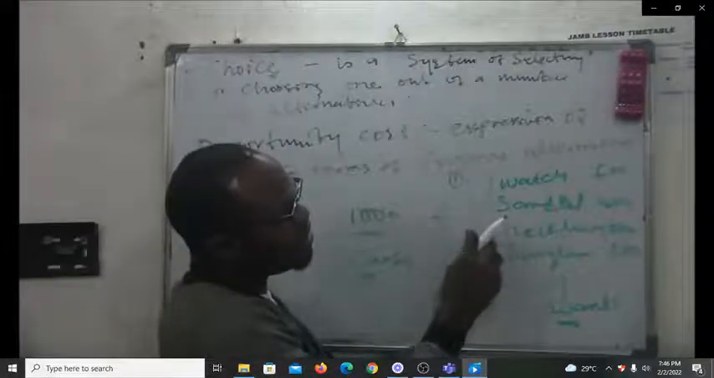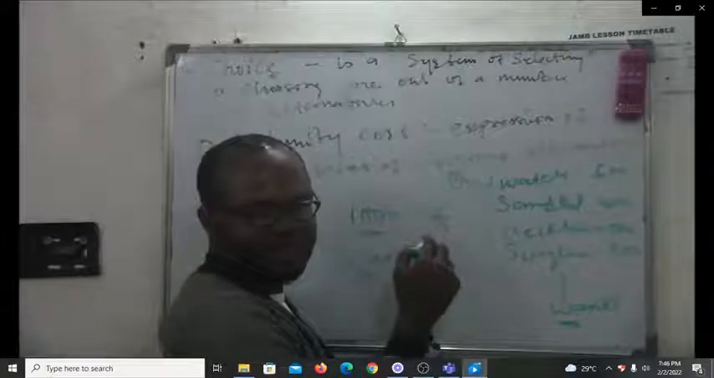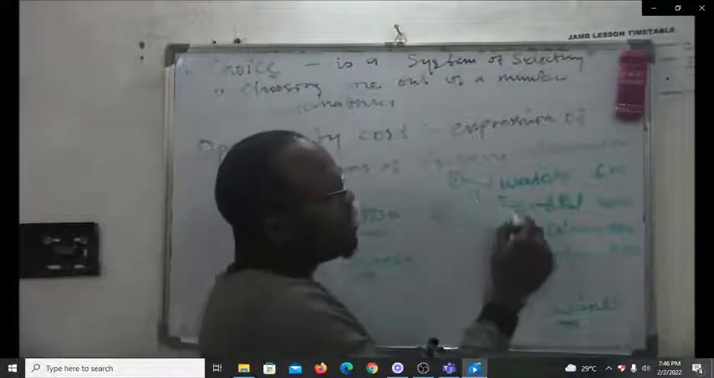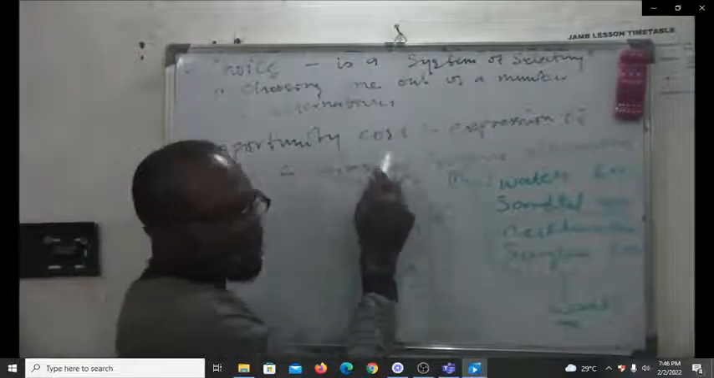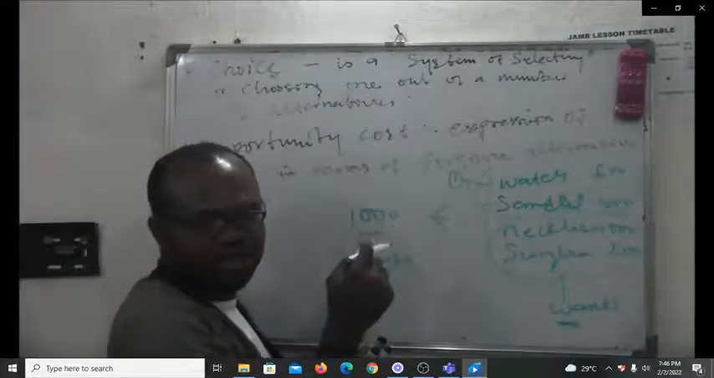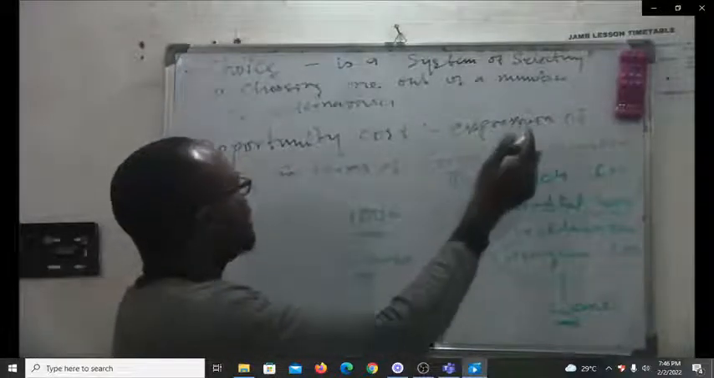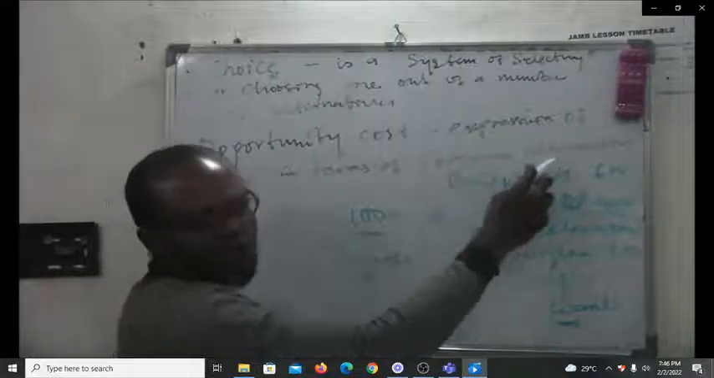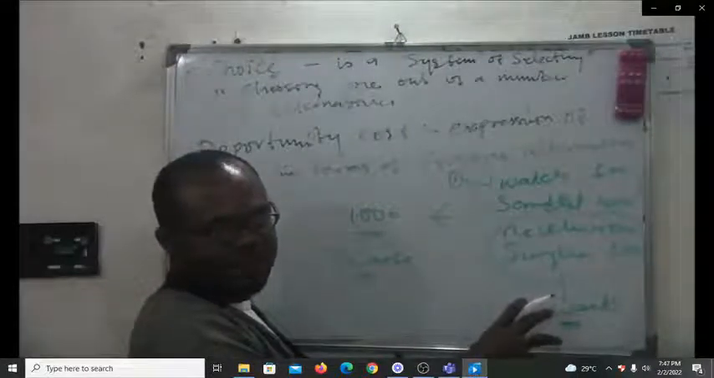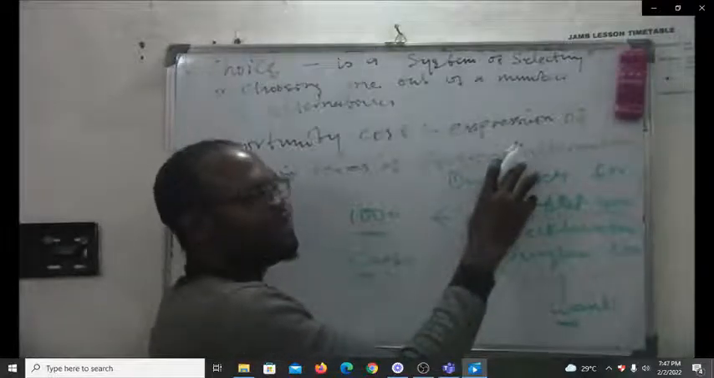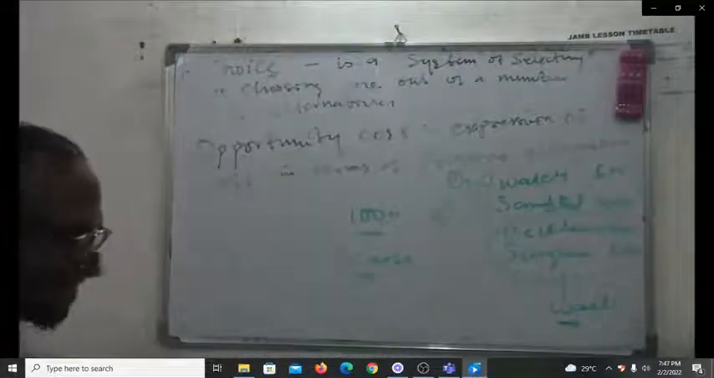So after picking sandal now, you will pick something else that will match this 1,000. Maybe a watch. Now, this one that you pick and you leave this, the one that is left is known as the opportunity cost. Is that clear? The one that you left is known as the opportunity cost. And that's why I say it's the expression of cost in terms of forgone alternative. The alternative that you left was forgone. Is that clear? So the ones you left in order to satisfy the basic need is the opportunity cost. Is that clear? Good.